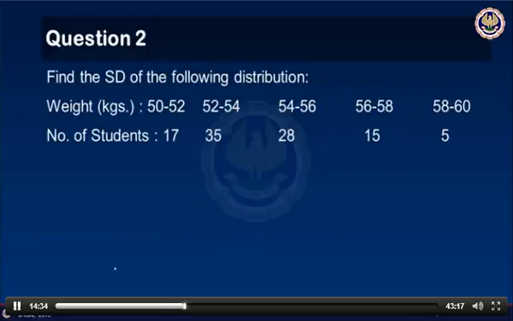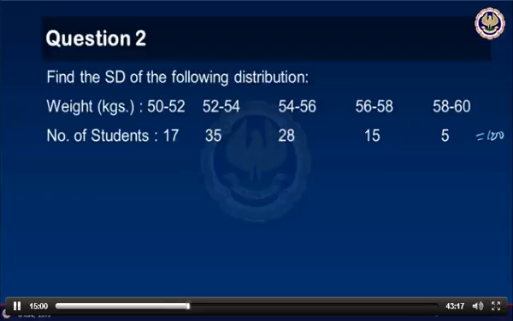Question number 2. Find the standard deviation of the following distribution. Here weights in kgs are given along with the number of students: 50 to 52, 17; 52 to 54, 35; 54 to 56, 28; 56 to 58, 15; 58 to 60, 5. If we sum up, the total is 100.